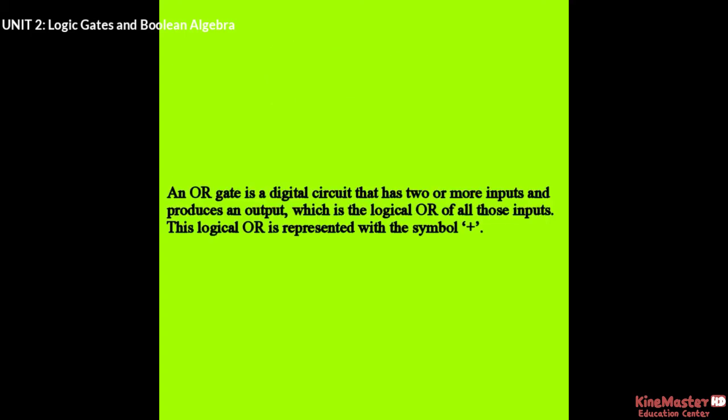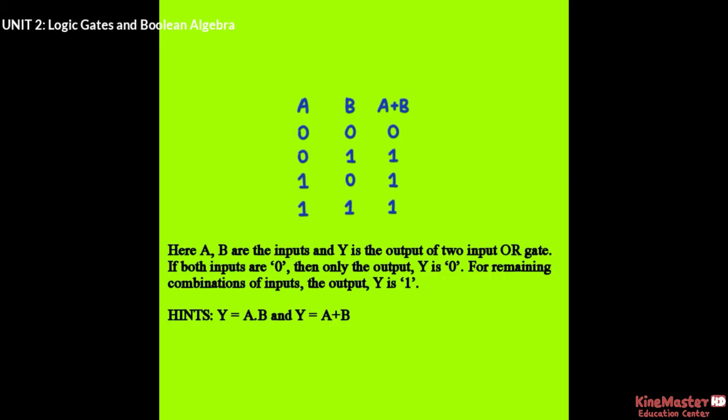An OR gate is a digital circuit that has two or more inputs and produces an output, which is the logical OR of all those inputs. This logical OR is represented with the symbol plus. Here A, B are the inputs and Y is the output of a two input OR gate. If both inputs are 0, then only the output Y is 0. For the remaining combinations of inputs, the output Y is 1, which means Y is equal to A plus B.